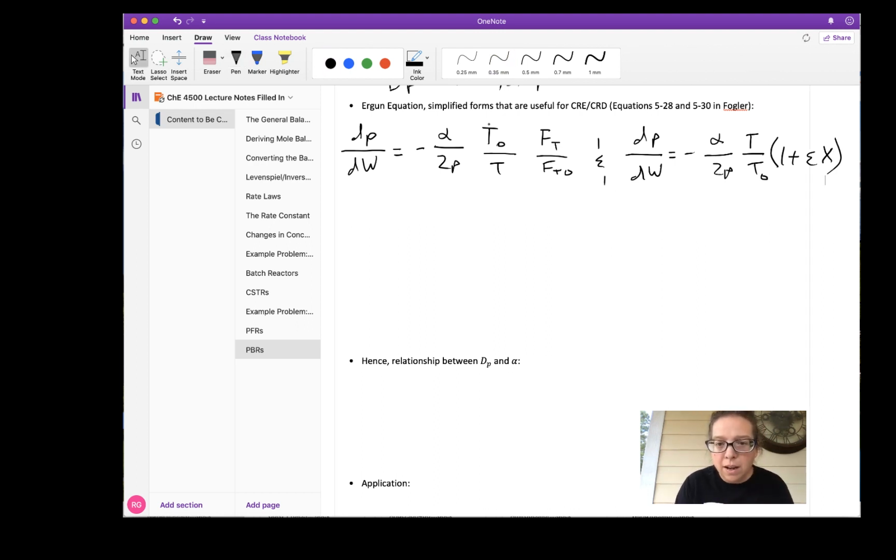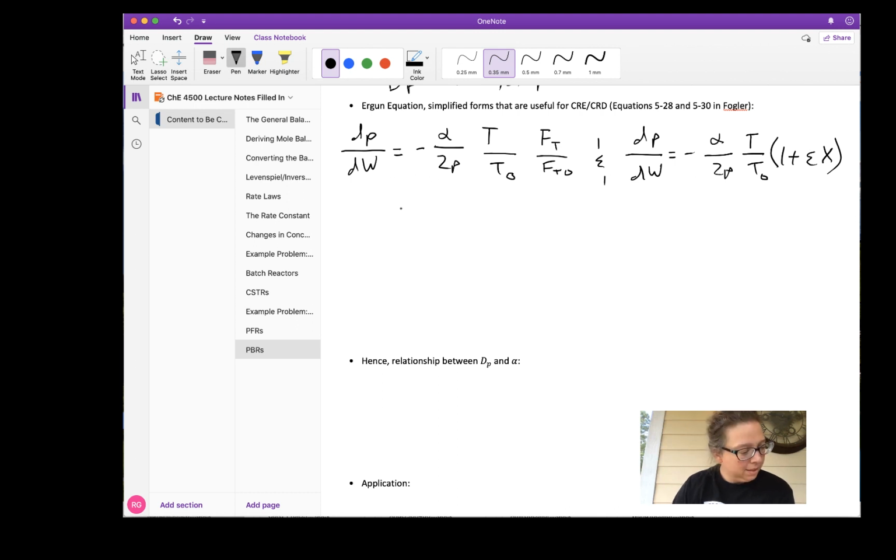Here, I did this incorrectly. It should be T over T naught, just like it is over here. So let me see if I can fix this quickly. So those are my simplified Ergun equations. In this case, we have collapsed all parameters into this one single parameter alpha. This value will, for the most part, be given to you in this class.